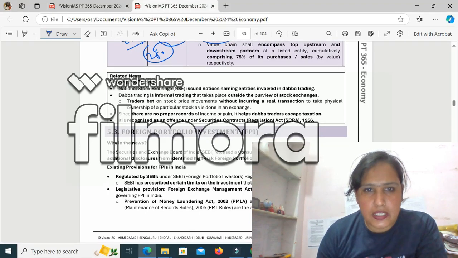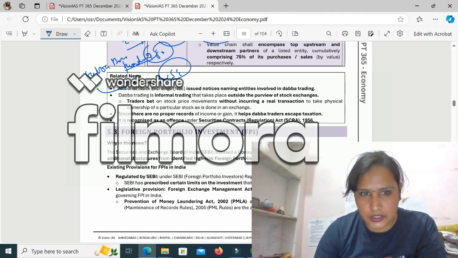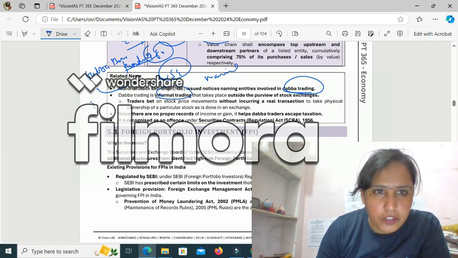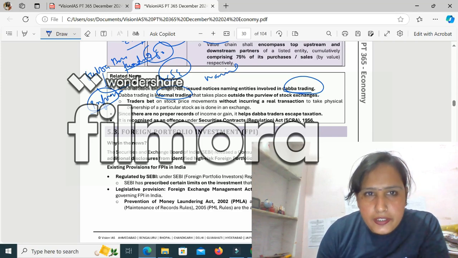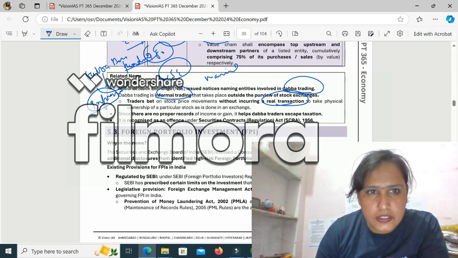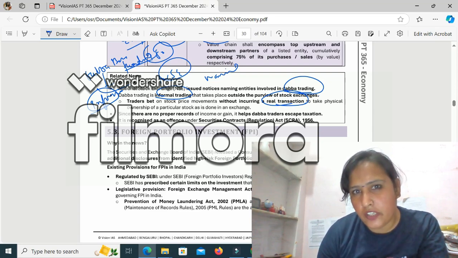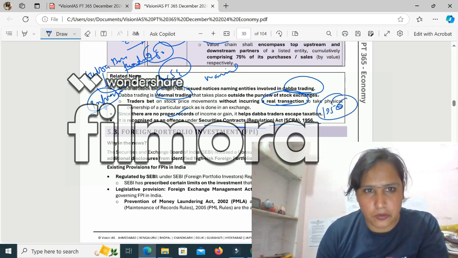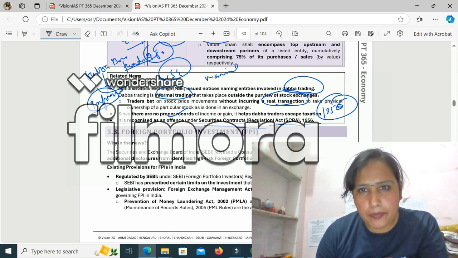Now, a related issue is Dabba trading. What is Dabba box trading? The NSE, National Stock Exchange, issued a notice naming the entities involved in Dabba trading. This is informal trading, not in a formal chain. It is an informal type of trading without incurring a real transaction. Traders bet on stock price movements, but there is no real transaction. There are no proper records, and no records help the Dabba trader escape taxation. That is why it is recognized as an offense under the Securities Contracts Act of 1956. So Dabba trading is not according to legal norms.